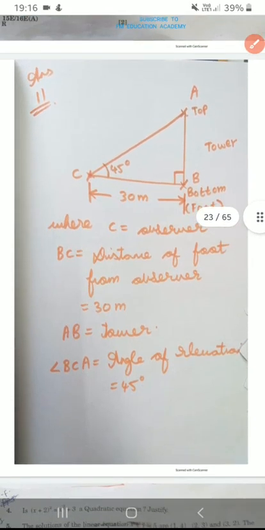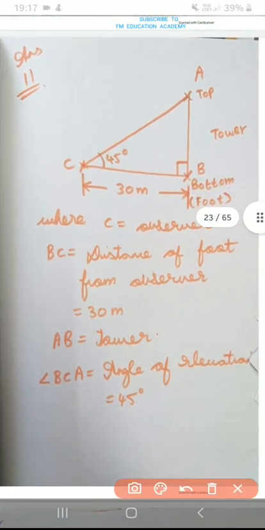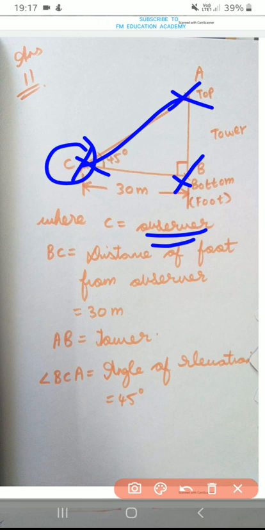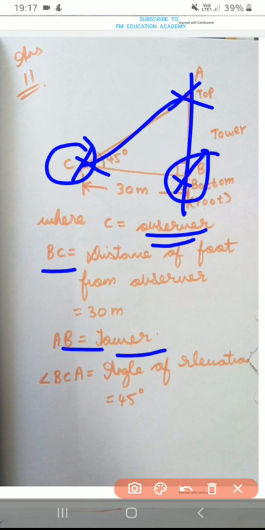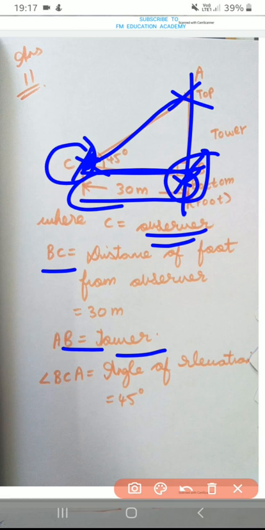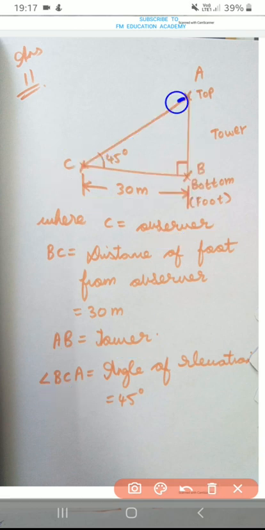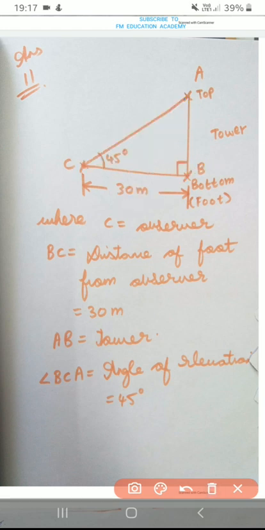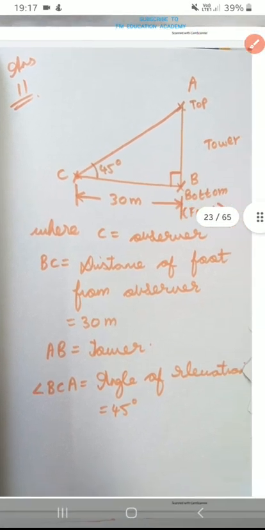So as I showed you, this is my diagram. In this I can see that C is my observer, a person who is standing and seeing the top of the tower. This is the foot of the tower. So AB is a tower here and BC is the distance from the observer to the foot of the tower. That is 30 meters, it's given. And angle BCA, which is nothing but the angle of elevation, is 45 degrees. All that data you have to write and draw the diagram. You will get 2 marks if you do this much.